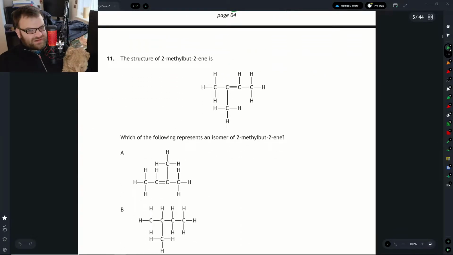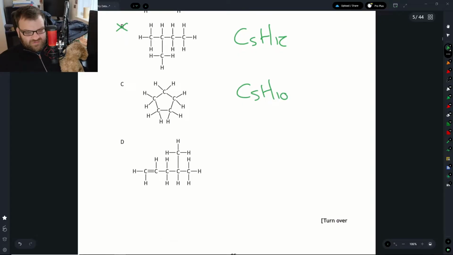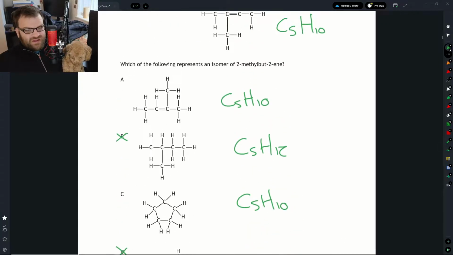Next up, we're looking for an isomer of methyl butane. If we count up the numbers of carbons and hydrogens first, we have got 5 carbons and we have got 10 hydrogens. I would just check, do we have the same in these ones? We have got C5H10. We have got C5H12 for B, ruled out instantly. We have got C5H10. And we have got C6H12. With this one, both of A and C have the same number of carbons and hydrogens.